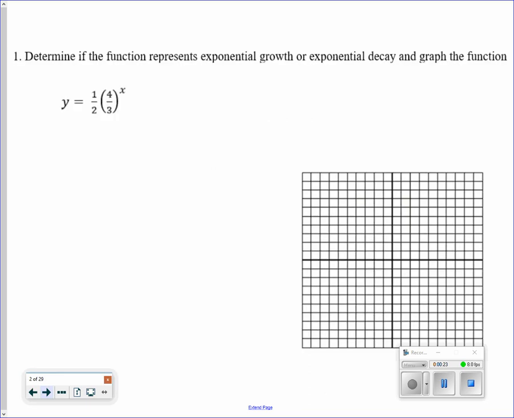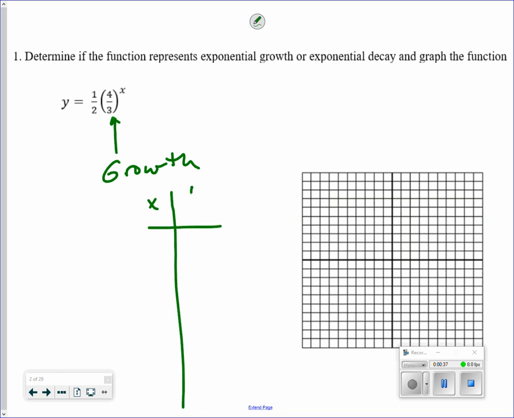So the very first question here, they're asking me to tell whether it's exponential growth or decay, and then graph the function. So this is growth because this value is greater than 1. And now you just want to do a simple XY chart, plugging numbers in for X. And again, your graphing calculator could come into play here. So if I put -2 in for X, I'm going to get 9/32, 3/8, 1/2, 2/3, and 8/9. Again, if you write those as decimals, that's fine too.